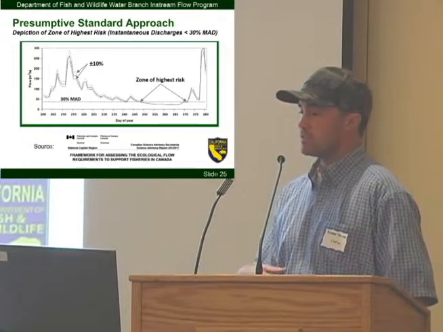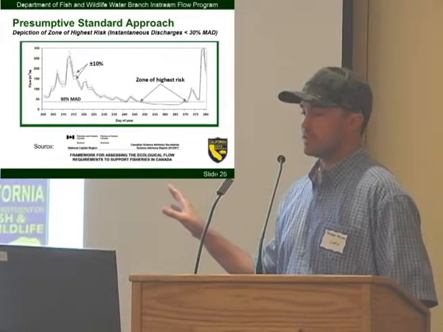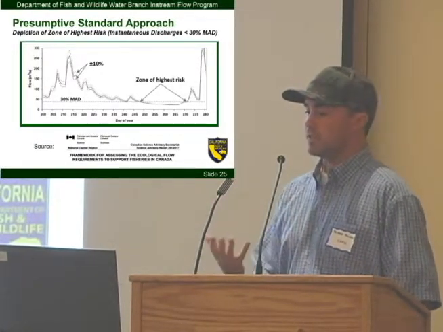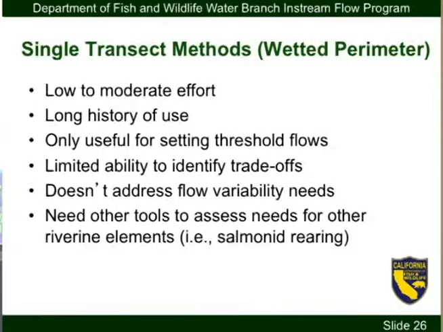So now I'm going to go over, that's just generally based on hydrology. To follow up, using the field method, we have what's called single transect methods. The wetted perimeter one, it's very low to moderate effort. It's been used a long time. It's basically only useful to set threshold flows. What you can't do is like with a model where you can look at different flows and identify trade-offs. You can't really do that with this sort of thing.